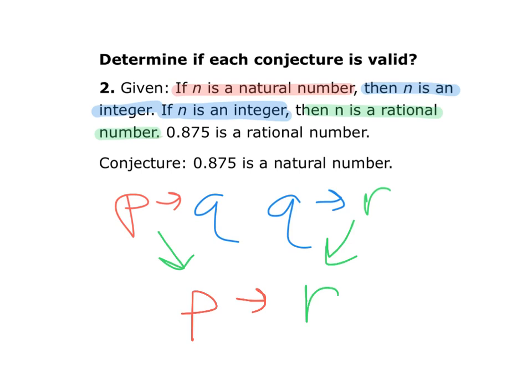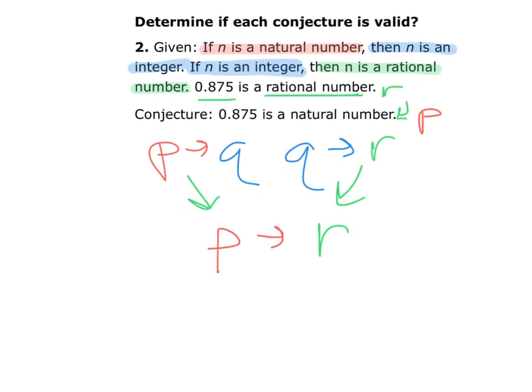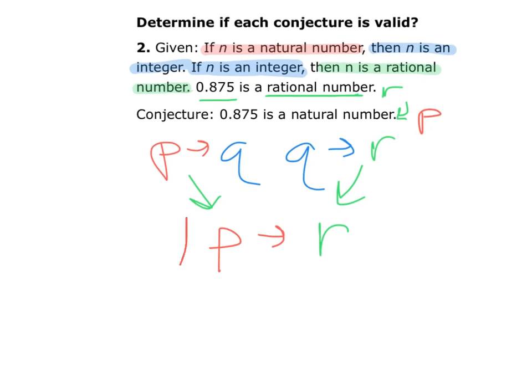So if 0.875 is a rational number, this is talking about rational numbers, so this goes along with R. Can we assume that it is a natural number? Can we assume that P is true if R is true? No, because we can't flip them. Because it's only P then R, we can't say R then P.